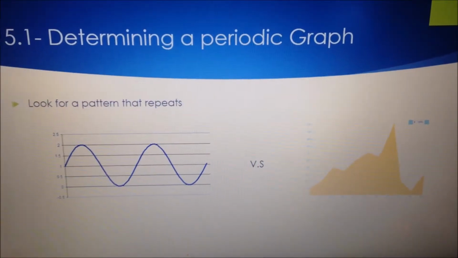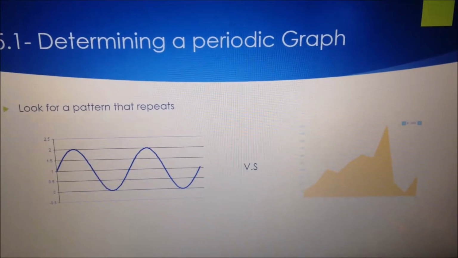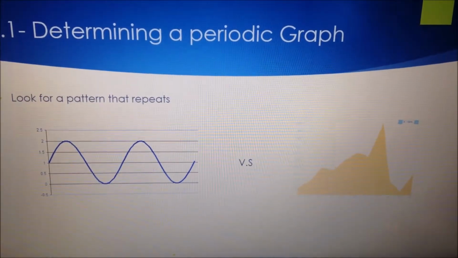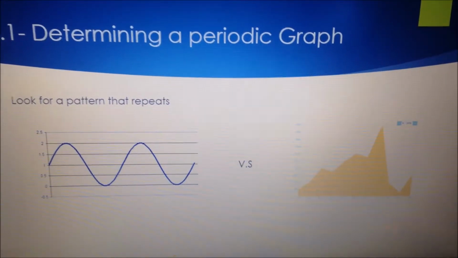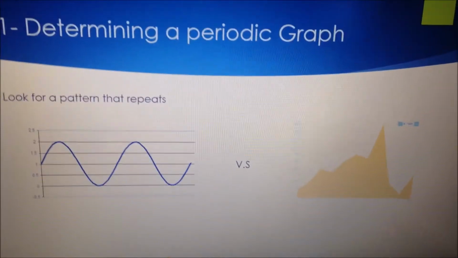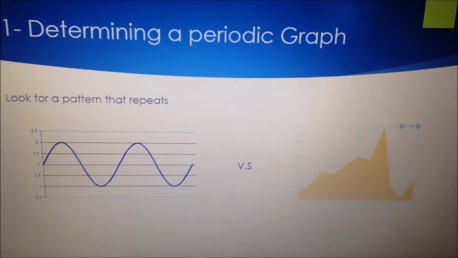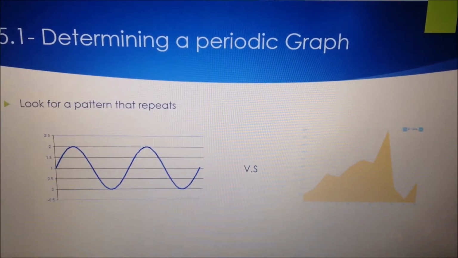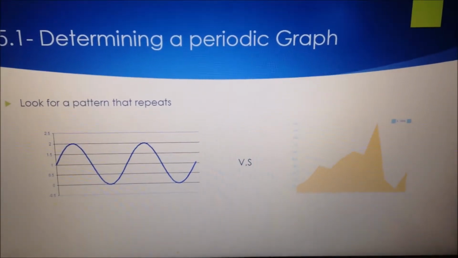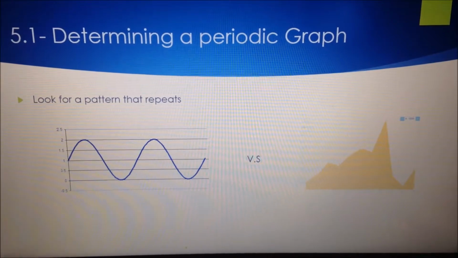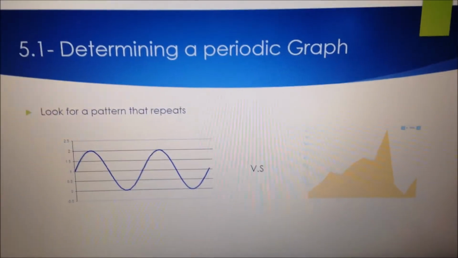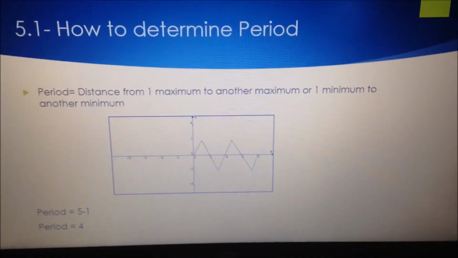So when we're determining a periodic graph, the one thing we're going to be looking for is a pattern that repeats. So if you take a look at the graph on the left, you could clearly tell that there is a pattern that is repeating, and if you would let that graph continue, the pattern would continue repeating. Well, if you look at the graph on the right, you could tell that there is absolutely no distinguishable pattern, and therefore we would say that the graph on the left is a periodic function, while the graph on the right is not.